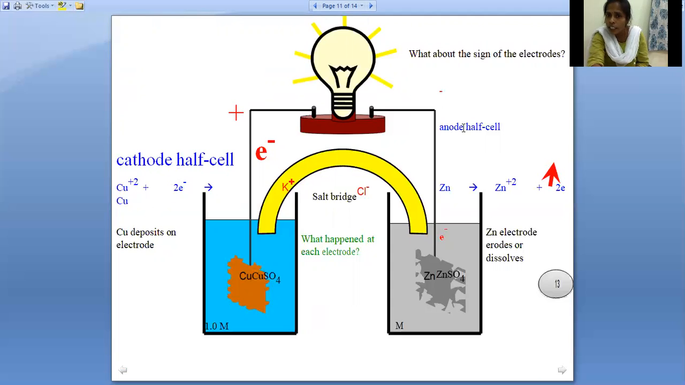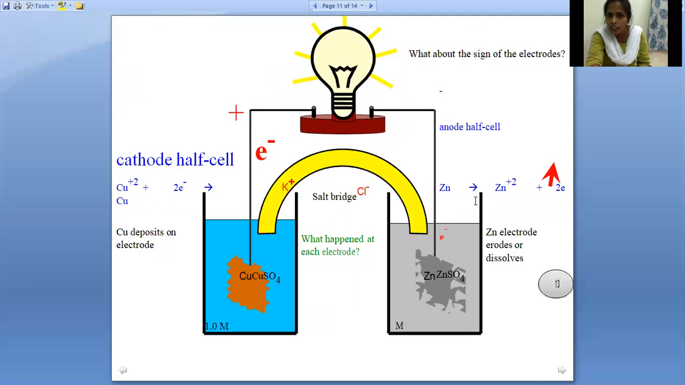But why are we calling this a half cell? Because the electrode is dipping in its own salt solution: zinc, zinc sulfate; copper, copper sulfate. So it is dipping in its own salt solution, and it is called a half cell. Anode half cell, cathode half cell.